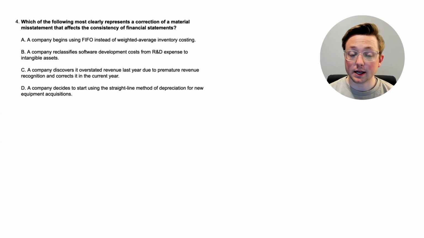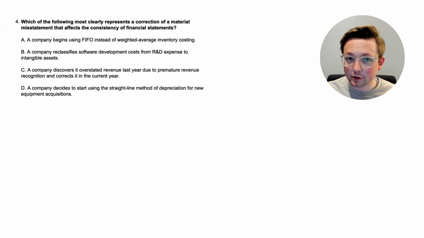Option A, a company begins using FIFO instead of weighted average inventory costing. Option B, a company reclassifies software development costs from R&D expense to intangible assets. Option C, a company discovers it overstated revenue last year due to premature revenue recognition and corrects it in the current year. Or option D, a company decides to start using the straight line method of depreciation for new equipment acquisitions. So again, which one of these clearly represents a correction of a material misstatement?